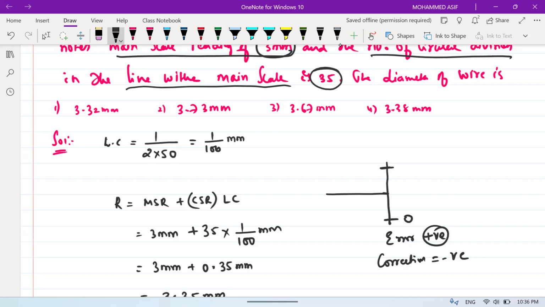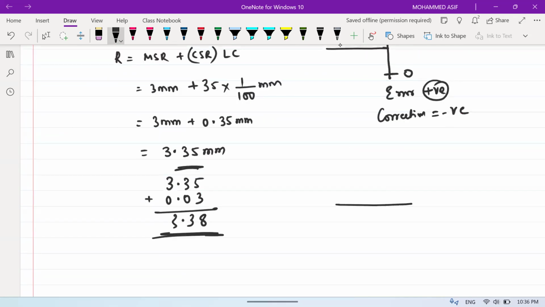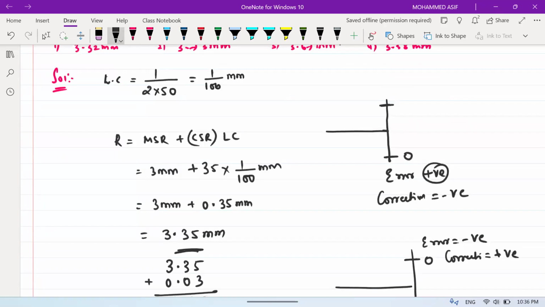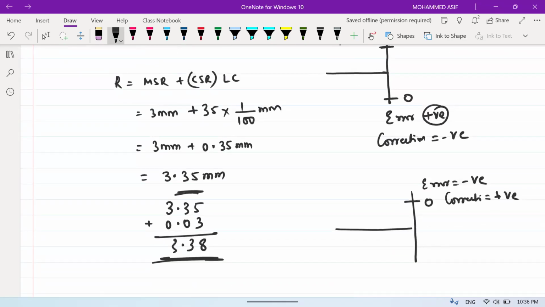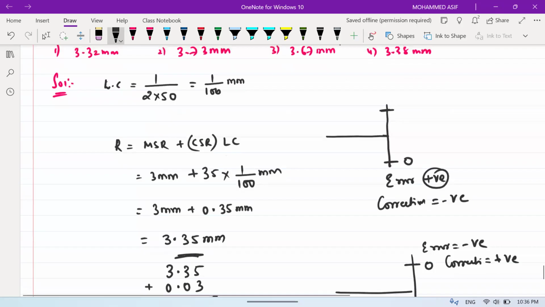If right now this is the main scale, this is your circular scale, and here there is 0. If this is 0, this will be the error. What is this error? Negative. If error is negative, then correction will be positive. Am I clear? Yes, sir. Remember: if error is positive, correction will be negative; if error is negative, correction will be positive. That is very important to remember.